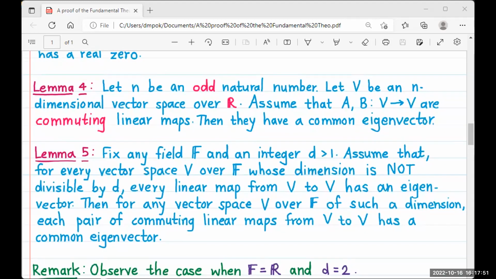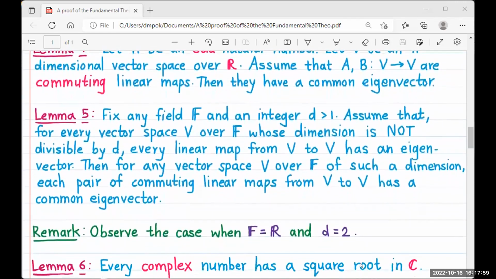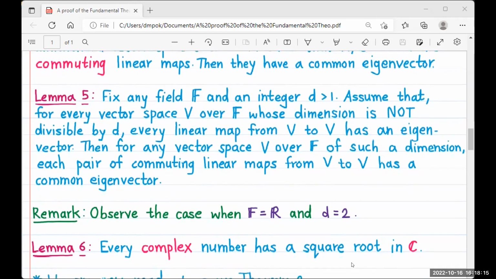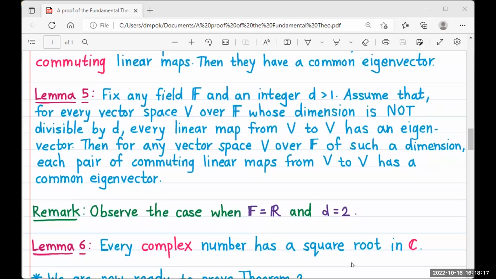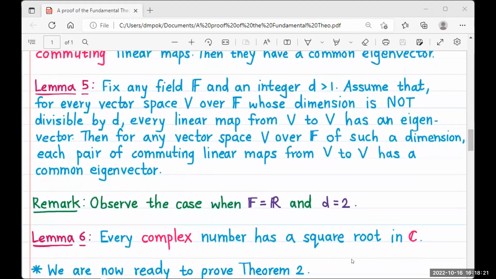The hypothesis seems to be very restrictive, but let's see how to use it to prove our theorem. And one more lemma we will need, that every complex number has a square root in C. This is a very distinguishing feature of C from R. In R, every number need not have a square root in R. We will use this property of C in our proof. Okay, now we are ready to prove theorem 2.